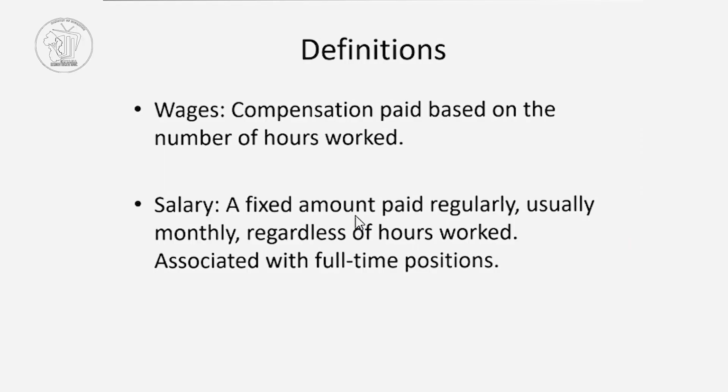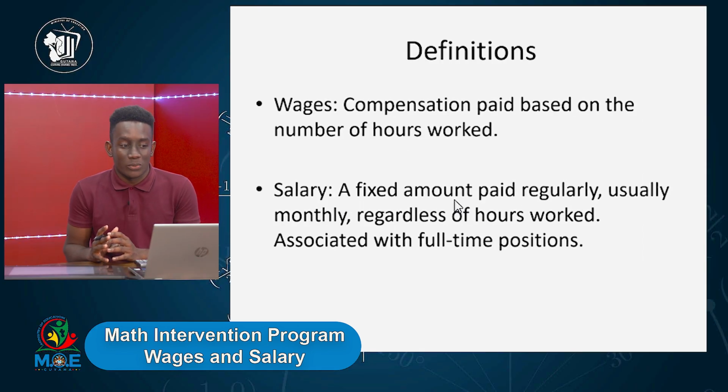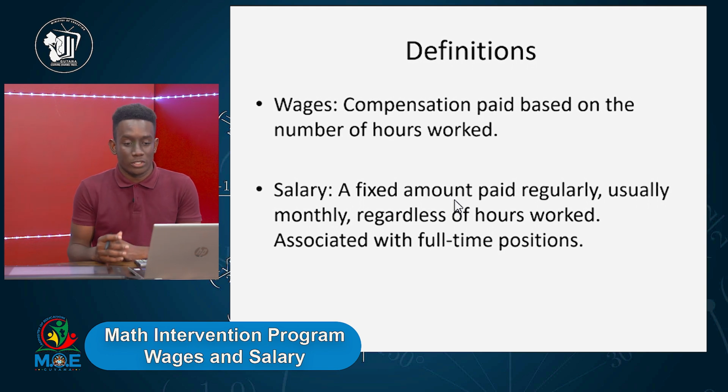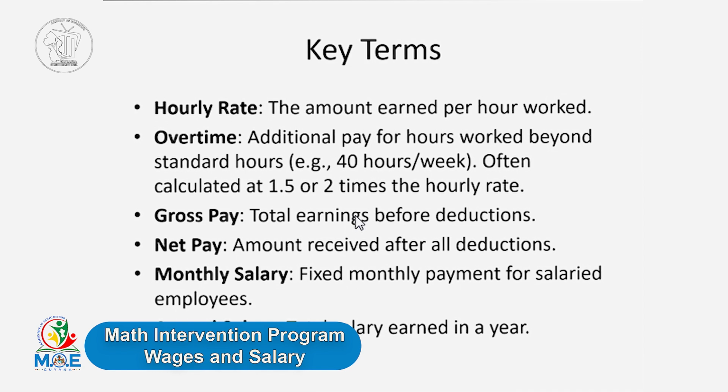The first term would be wages. Now, wages would be compensation or money that is paid based on the number of hours that you work. Salary, a fixed amount paid regularly, usually monthly regardless of the hours worked. And your salary is based on your position and so on. Whereas compared to wages, that is based on the amount of hours that you work.